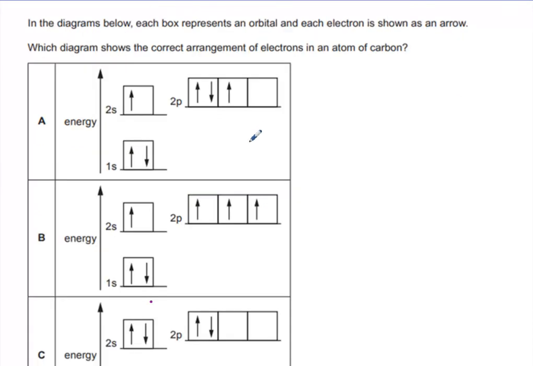So our next question is looking at electron configuration. So you're going to need to go to your periodic table and find carbon. Carbon's number 6. And if you find it, you'll find that its electron configuration is 1s2, 2s2, 2p2.